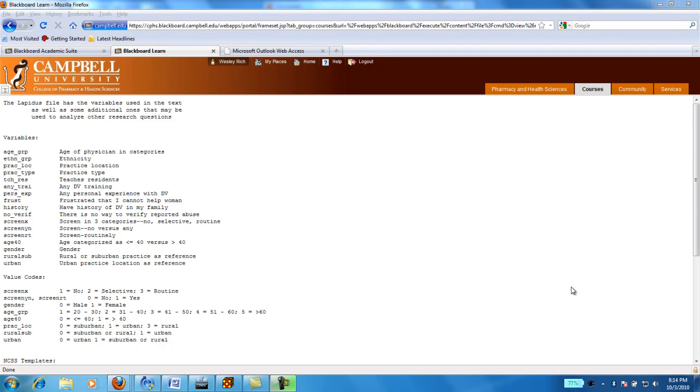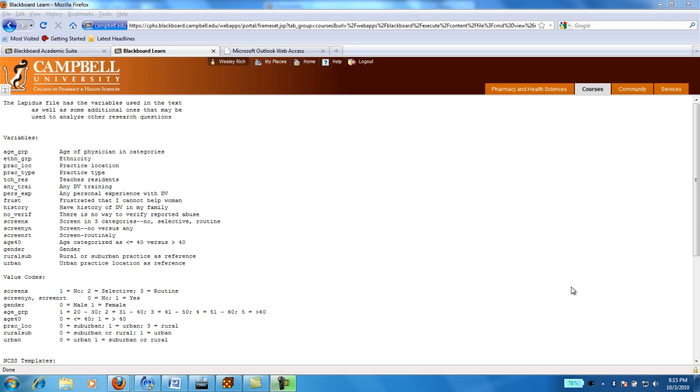Recall that chi-square analysis is looking at dichotomous categorical variables and trying to determine is there an association between the levels of the categorical variables in the analysis. I'm going to use the Lapidus dataset for this example.